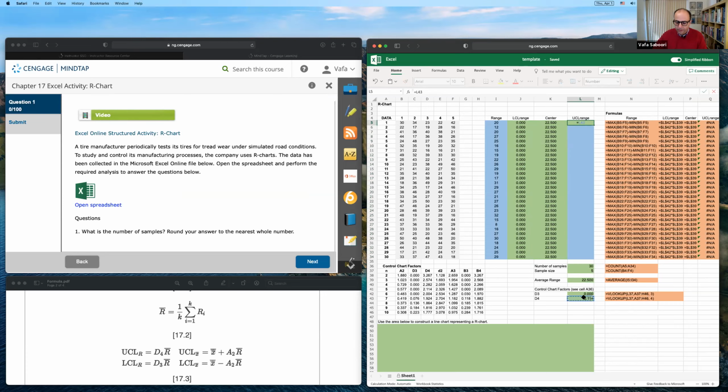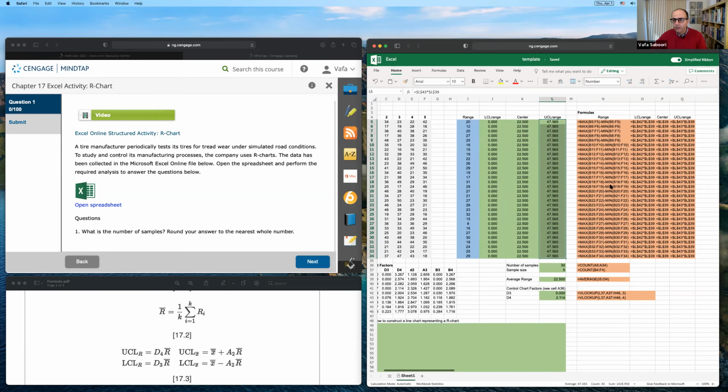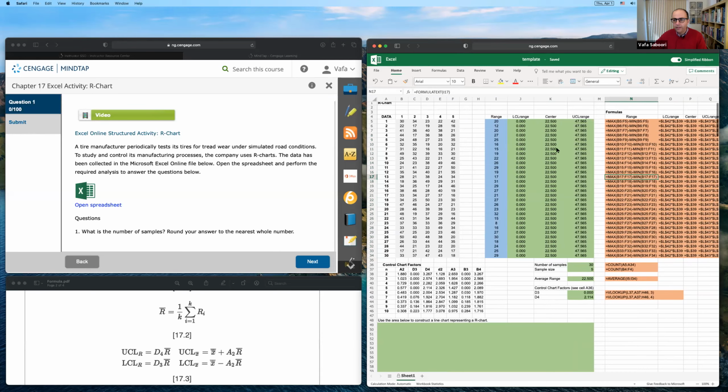So D4 is here, lock it and copy it, multiply it by the average range or R bar, and also use absolute cell reference for this one. Okay. And then I'll go ahead and copy everything down. All the formulas that I used are here. So if you want to go back and review, they are all available here.